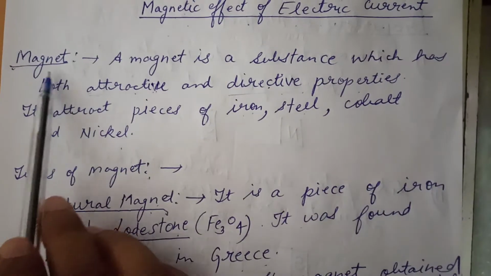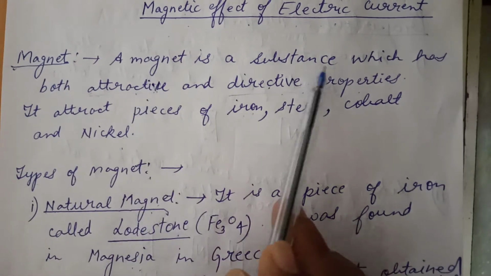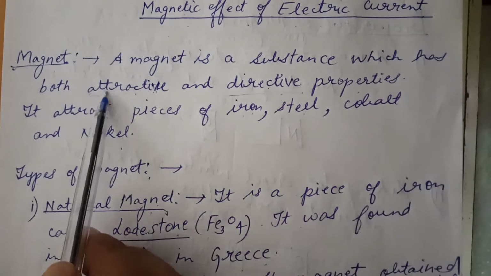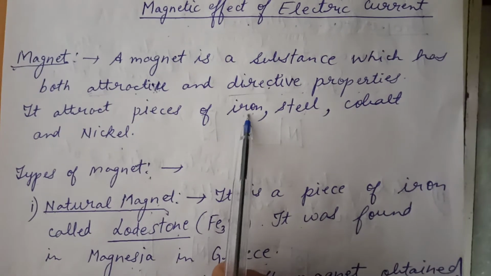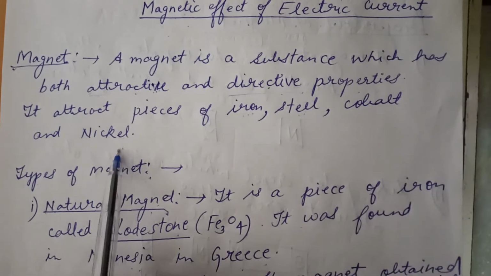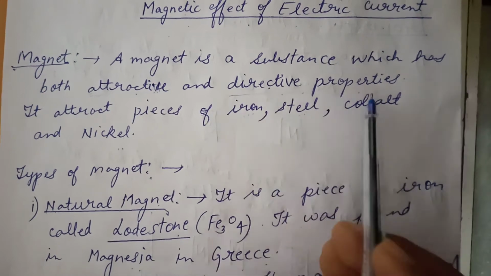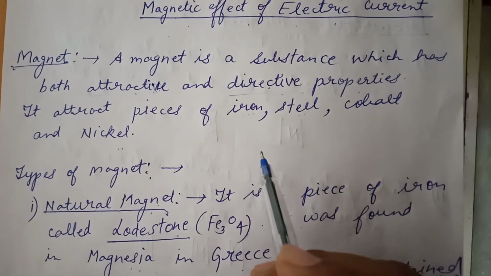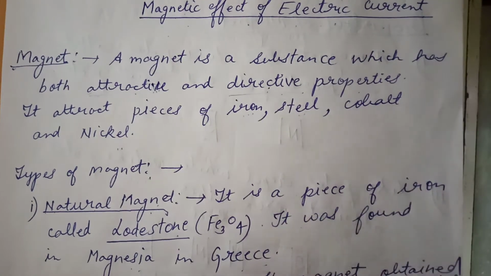The first topic we are studying here is the magnet. Now, what is the meaning of a magnet? A magnet is a substance which has both attractive and directive properties. Now, what is the meaning of attractive properties? A magnet always attracts pieces of iron, steel, cobalt and nickel. And directive property means the magnetic lines of force which are formed around the magnet always move in a specific direction. So, it has both attractive and directive properties.